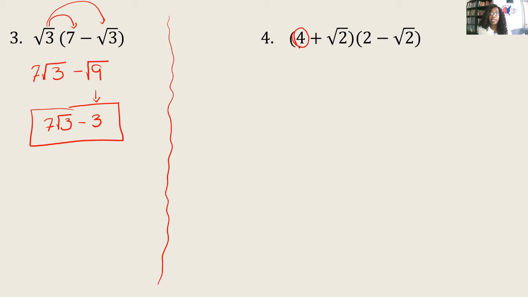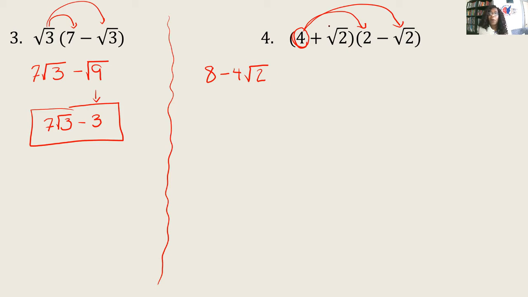Basically, you're just going to take this first term in that first parenthesis and distribute to everything in the second parenthesis. So it's going to be 4 times 2, which gives me 8. I'm going to put it over here. And 4 times a negative square root of 2. Okay, that minus sign acts as a negative. So that means I have negative 4 square root of 2. And there's nothing else to distribute, right?